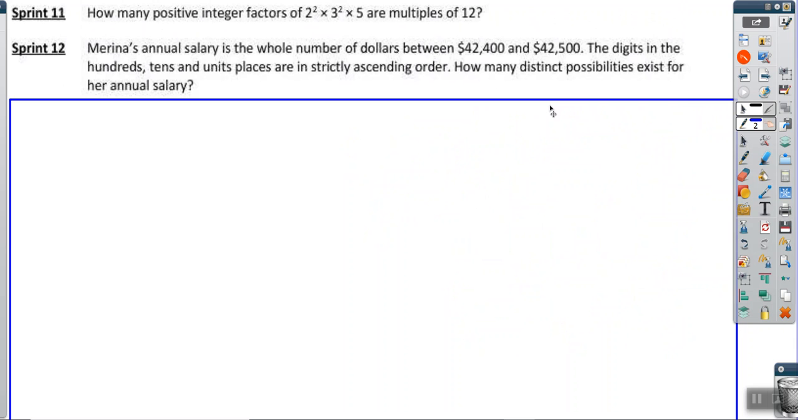Marina's annual salary is a whole number of dollars, between 42,400 and 42,500. The digits in her hundreds, tens, and units places are strictly ascending in order. How many distinct possibilities exist for her annual salary? The last 3 digits are ascending, so it doesn't mean that they have to follow a pattern. So that means we could have 4, 5, 6, 4, 6. Oh, sorry. We should have all the possibilities with 5, right?